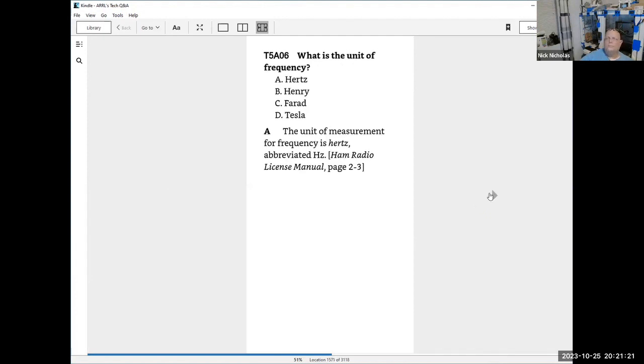What is the unit of frequency? It used to be cycles per second because that's how many times a second a wave passed through zero and back again. But at some point in time, they decided to honor the great electrical researcher and physicist Hertz. That was his name, I think Johann Hertz, but I'm not positive. I think that's right. And so today the measurement is in hertz.